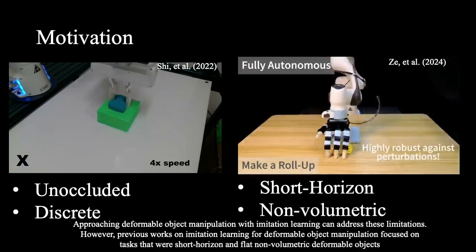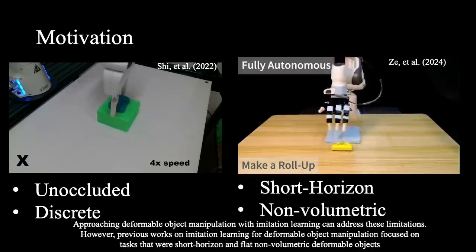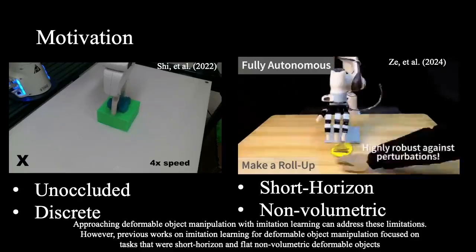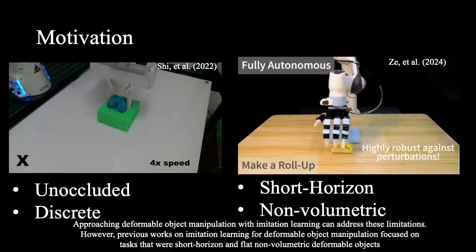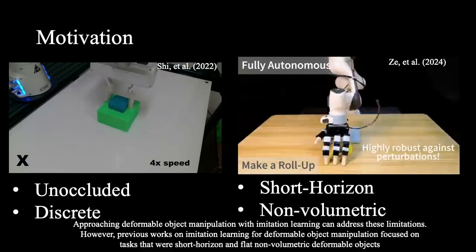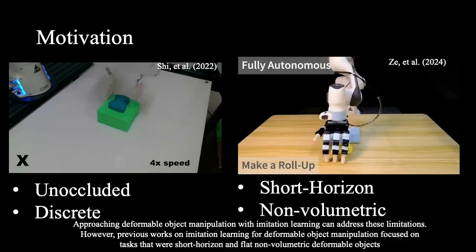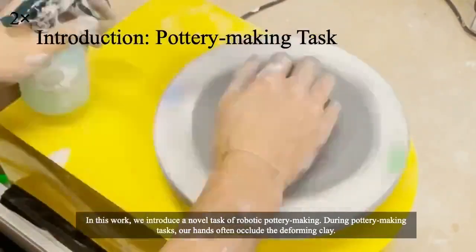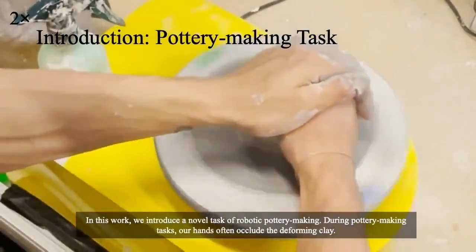Approaching deformable object manipulation with imitation learning can address these limitations. However, previous works on imitation learning for deformable object manipulation focused on tasks that were short horizon and on flat, non-volumetric deformable objects. In this work, we introduce a novel task of robotic pottery making.